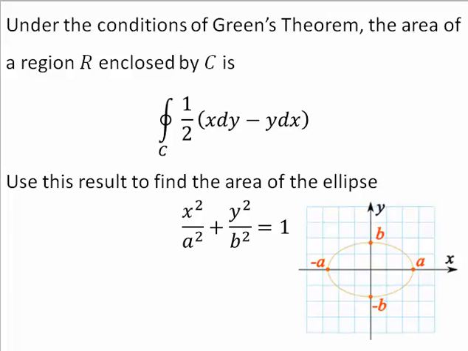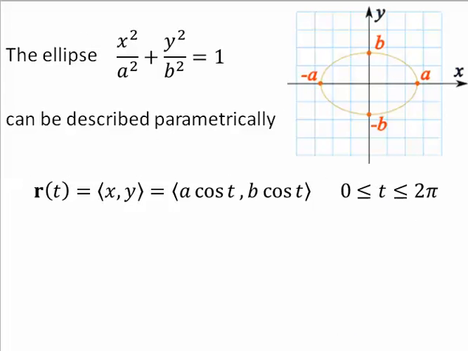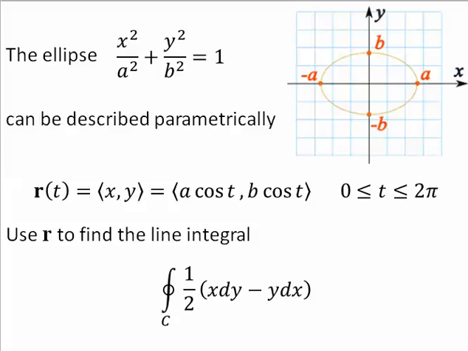Let's use this result to find the area of this ellipse. What we first need to do, if we're going to do a line integral, is parameterize our ellipse. So have x be a cosine t and have y be b sine t. That way we can find the line integral. And we use this parameterization to find the line integral.